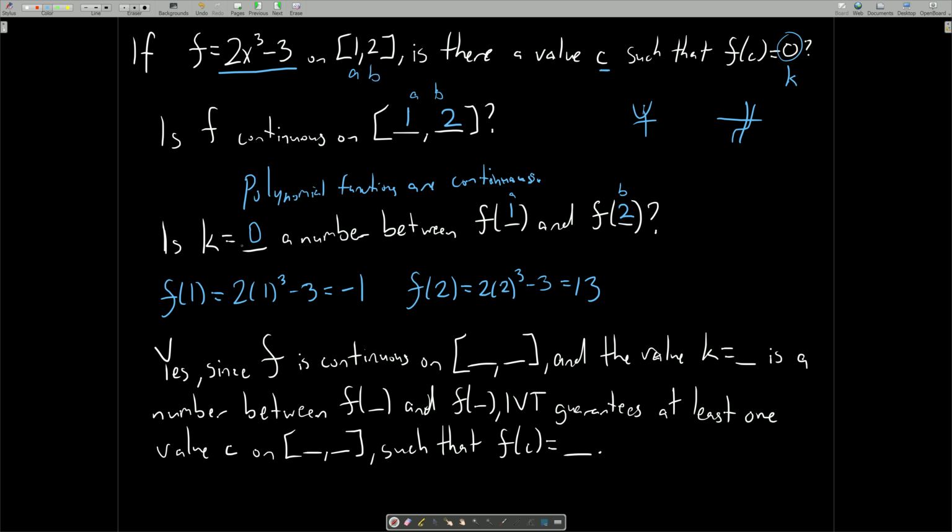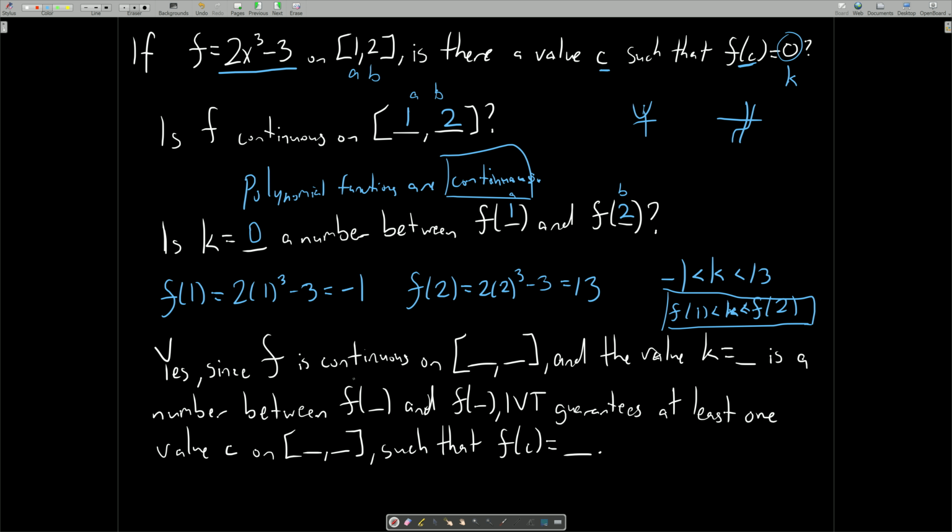And yes, k, which is 0, is between negative 1 and 13. It's between your f of 1 and your f of 2. So you have condition number 1, that's continuous. Condition number 2, that k is between your f of a and your f of b. Now since these 2 conditions are fulfilled, there is a value c where f of c is 0. So the answer is yes.